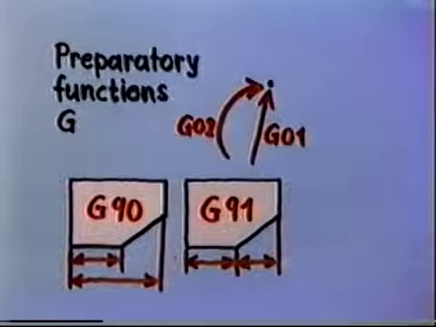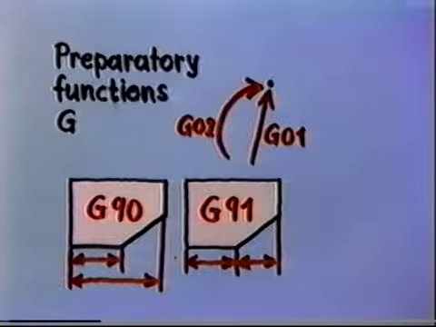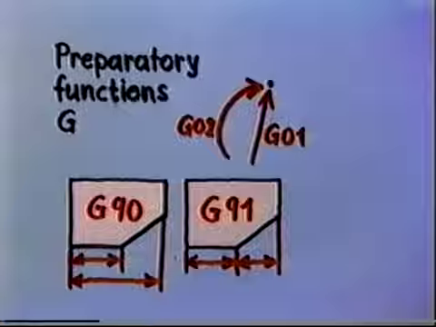Group 2 contains path conditions with address G. G01, for instance, means move in a straight line, and G02 means move clockwise on a circular path to the destination. I already know G90. That's the path condition for absolute dimensions. G91 is the path condition for chain dimensions.